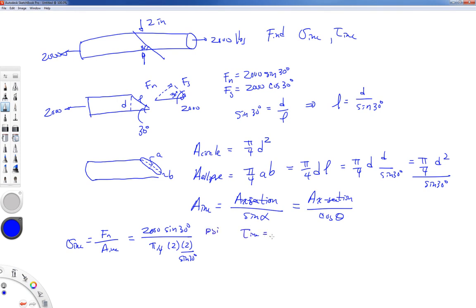And the shearing stress on the inclined plane, the shear force divided by the area of the inclined plane. In this case, 2,000 cosine 30 degrees divided by pi over 4, 2 times 2 over sine of 30 degrees. Both of those would give us answers in PSI. All right, so take a look at a couple examples. Look at round bars, look at rectangular cross-section bars. Look at the angle alpha being given, look at the angle theta being given, and there won't be any problem that I could give you that you wouldn't have already worked.